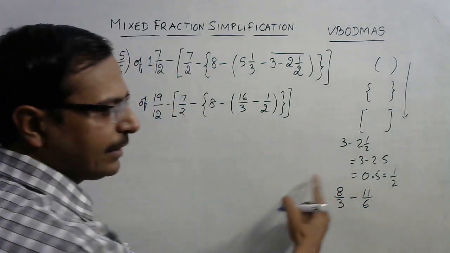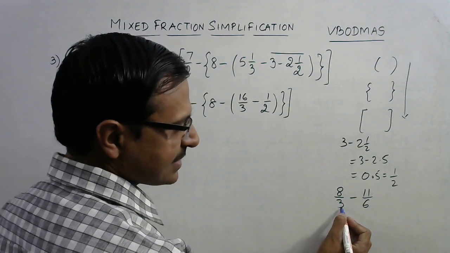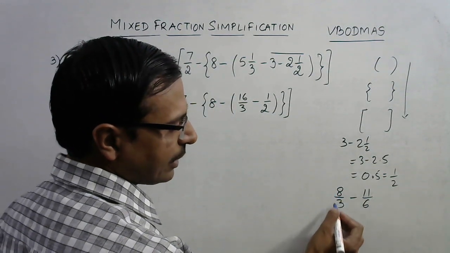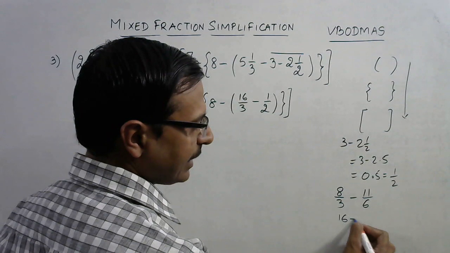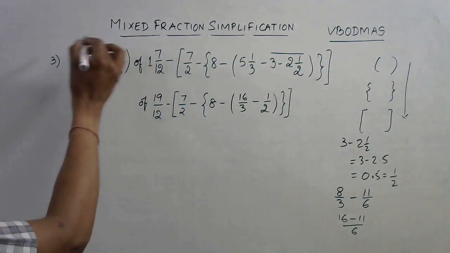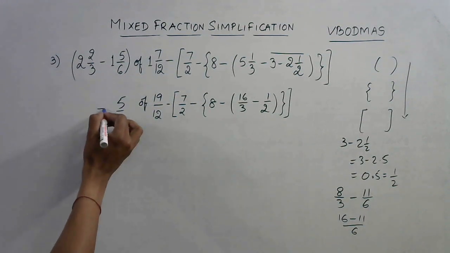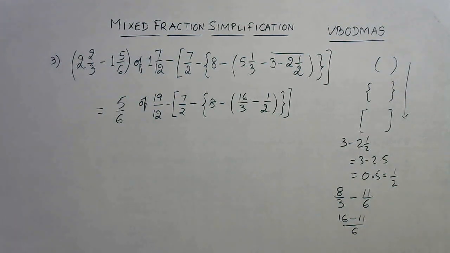Now, how do you find the difference of these two numbers? You can convert this also in the form of 6. So, you have to multiply numerator and denominator by 2. So, 16 minus 11 by 6. So, this is 5 by 6. So, the simplified form of this is 5 by 6. Now, in the first step, the question reduces nearly to half.